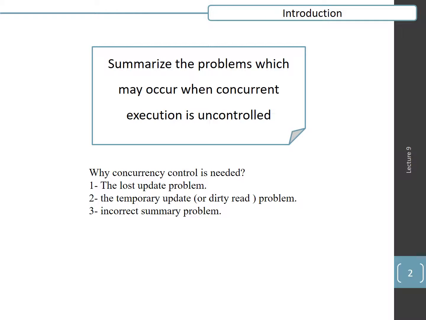And the third problem is the incorrect summary problem. If one transaction is calculating an aggregate summary function on a number of records while other transactions are updating some of these records, the aggregate function will be calculating some values before they are updated and others after they are updated.